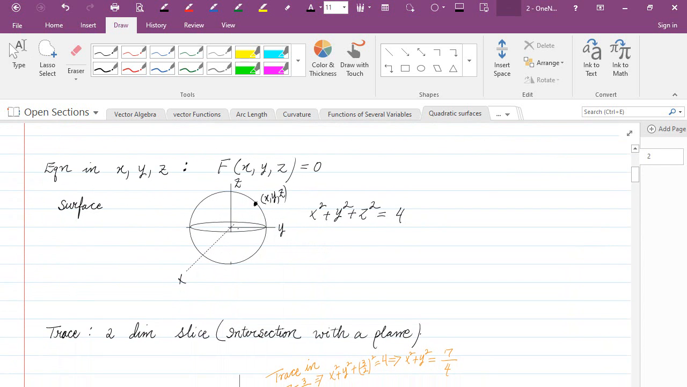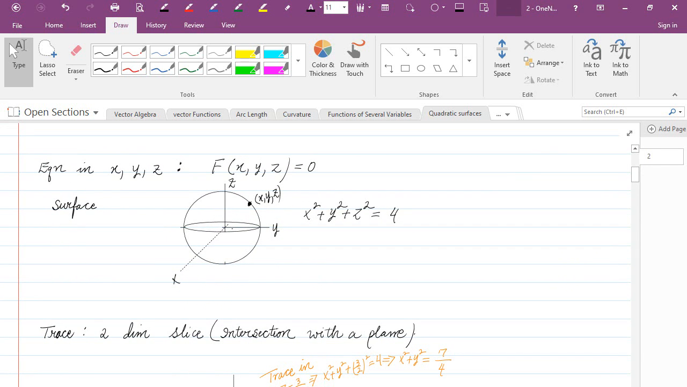Okay, so we are looking at equations in the 3 space. So we are looking at equations in 3 variables x, y, and z. Any equation in 3 variables x, y, z can be expressed as some expression of x, y, z equal to 0. That is, anytime I have an equation involving 3 variables, I can always put all the terms on the left hand side and make the right hand side 0.